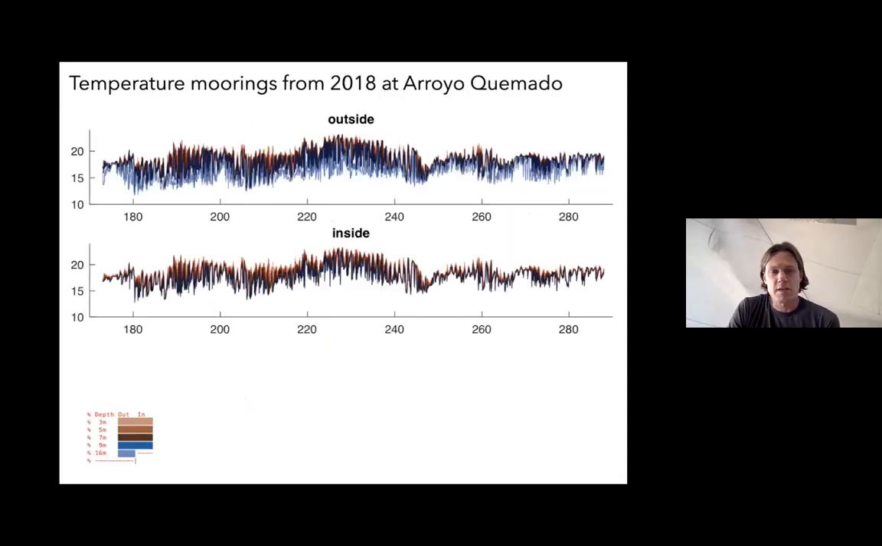This is just data that I showed last year, an example of temperature moorings from 2018 at Arroyo Quemado, showing inside and outside the kelp forest. The different colors are associated with the legend in the bottom left. The tan colors are towards the surface. The deeper colors, the deeper locations on the mooring string, are in blue.